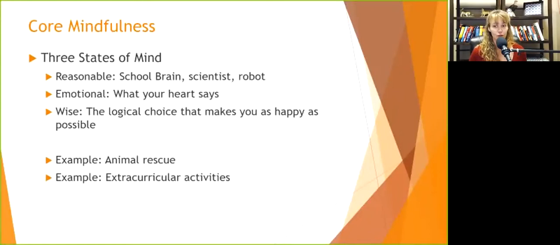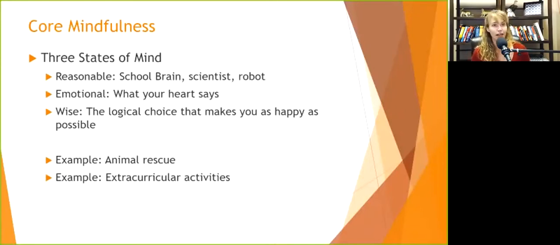Another example, one that may strike home a little bit more for kids, would be extracurricular activities. Maybe they want to engage in a lot of extracurricular activities. And those are fun, don't get me wrong. But at a certain point, you have to have enough time for homework and chores and whatever else your parent expects you to do. Your heart says, I really want to play on the football team, and I really want to do this, and I really want to do that.